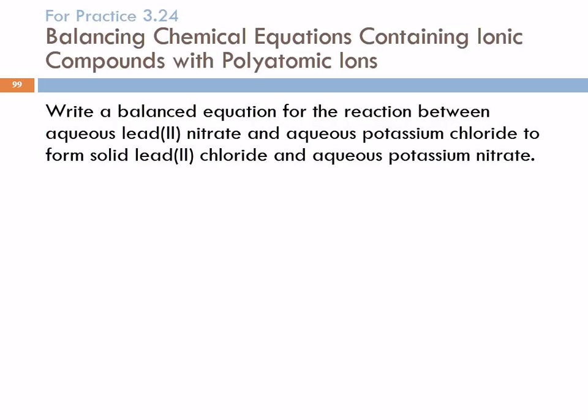So the question states, we're directed to write a balanced equation for the reaction between aqueous lead-2 nitrate and aqueous potassium chloride to form solid lead-2 chloride and aqueous potassium nitrate. So it's helpful to identify what the reactants are. The first "and" is a plus. "To form" is where the arrow goes, and this other "and" is a plus. So we've got lead-2 nitrate plus potassium chloride, arrow, lead-2 chloride plus potassium nitrate.